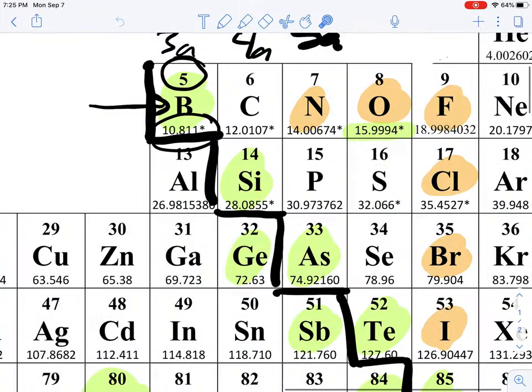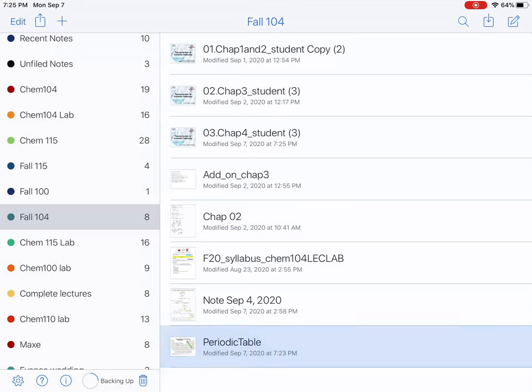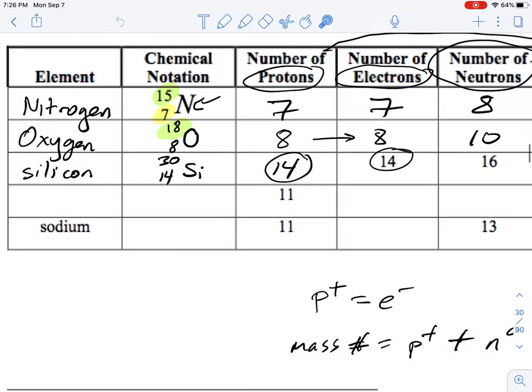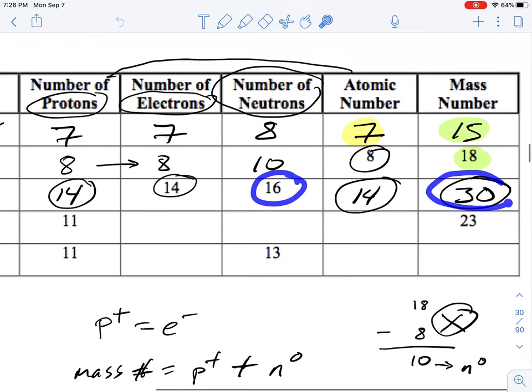And so if we go to the periodic table, if we take 28 minus 14, that gives us 14. So it looks like the number of neutrons for silicon is predominantly 14, but there are variations of silicon in which that specific atom of silicon has 16 neutrons, thereby giving it a different mass number.